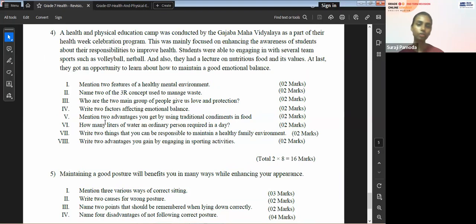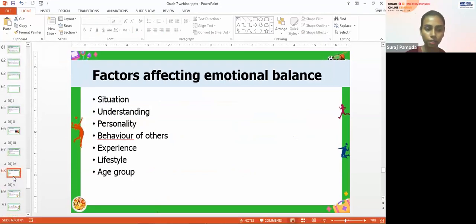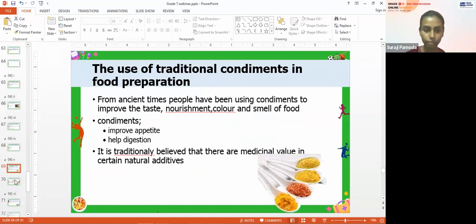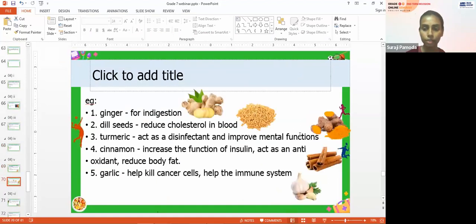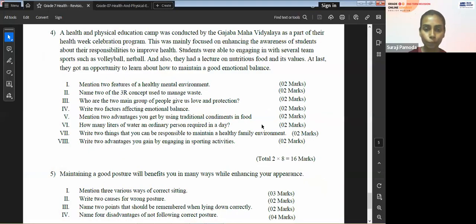Then the fifth one, mention two advantages you get by using traditional condiments in food. We talked about this one previously. So do I need to discuss that one again? අපි එක එක condiments වල advantages කිව්ව මතකයි නේද? Here you can see that one. Ginger, digestion. Cinnamon, we said increase function of insulin, right? So you can remember that one. Okay?